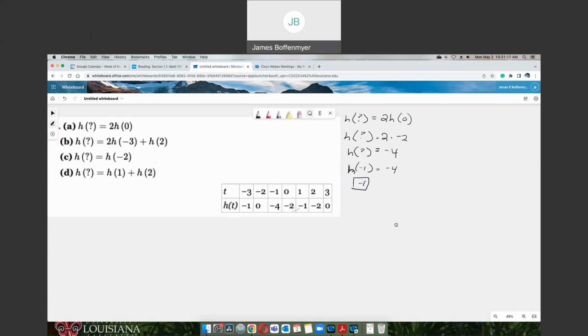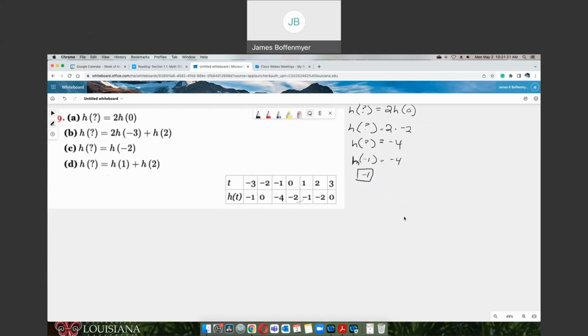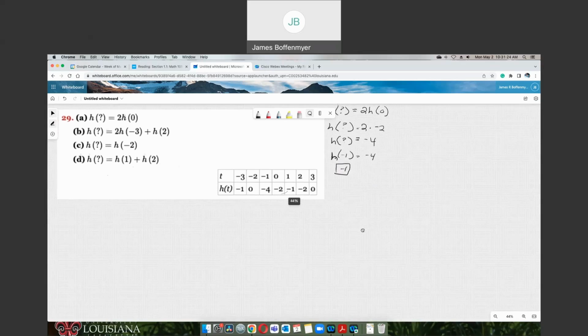So let's take a look at the next one. Let me zoom out real quick. I'm going to need some space. Now, the next one: h of question mark equals 2 times h of -3 plus h of 2. I'm just writing this back down, that's all. All right, so let's start finding all these pieces.